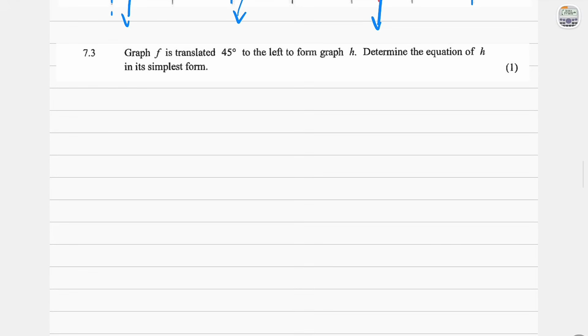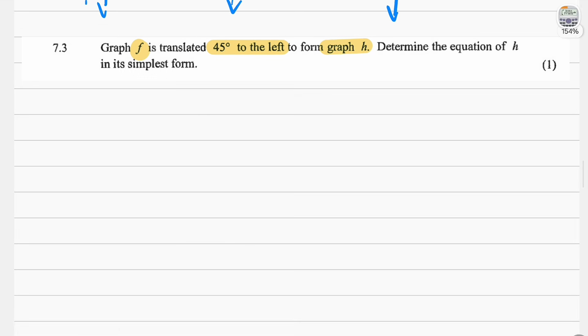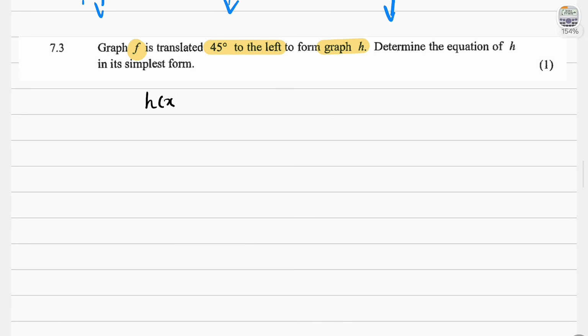Question 7.3 says graph F is translated 45 degrees to the left to form graph H. Determine the equation of H in its simplest form. So we create the equation of h of x by taking the graph of F and then translating it 45 degrees to the left.